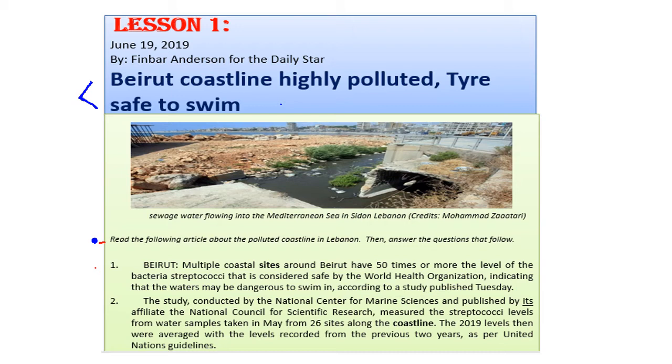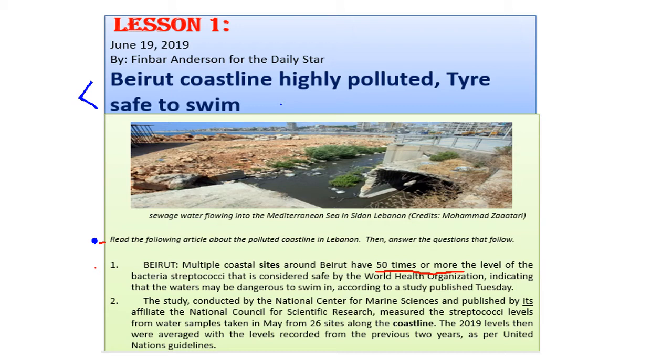Multiple coastal sites around Beirut have 50 times or more the level of the bacteria Streptococci that is considered safe by the World Health Organization. We know that the World Health Organization is the biggest authority on health in the world. It's helping us a lot nowadays with Corona, providing us with medication, test kits, the PCR kits, giving us a lot of materials and giving us advice.